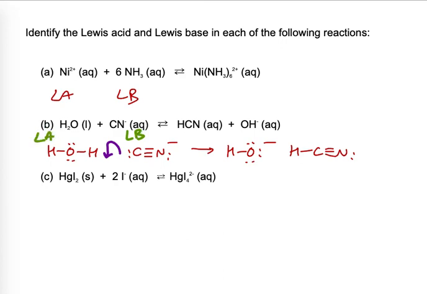In our final example, I have mercury 2 iodide reacting with iodide anions to form the tetraiodomercuriate anion. Once again, the iodide anions are donating pairs of electrons to the mercury to form new mercury iodine bonds. That makes mercury 2 iodide the Lewis acid and iodide the Lewis base.